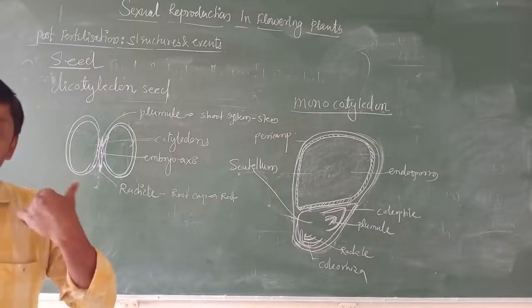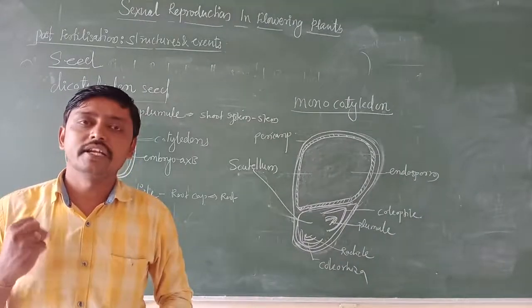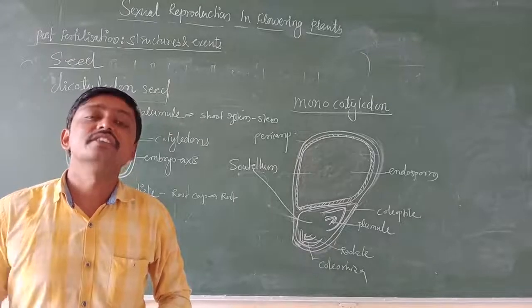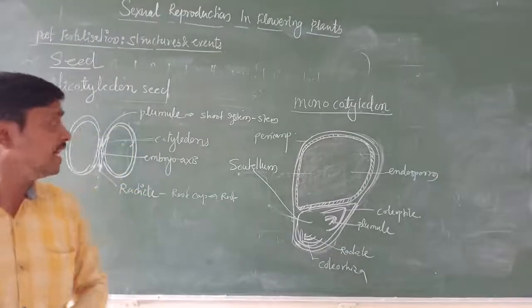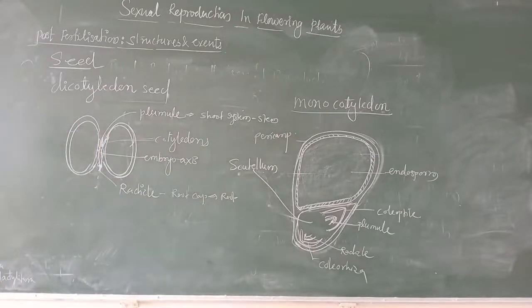If suitable conditions are available for the seed, it starts germinating. Then we discussed the diagrams of the dicotyledon seed and monocotyledon seed. In our book, a few diagrams are given. We will go through them, and in the next class we will start with the next topic, the fruit. Okay, with this, I am going to stop here.